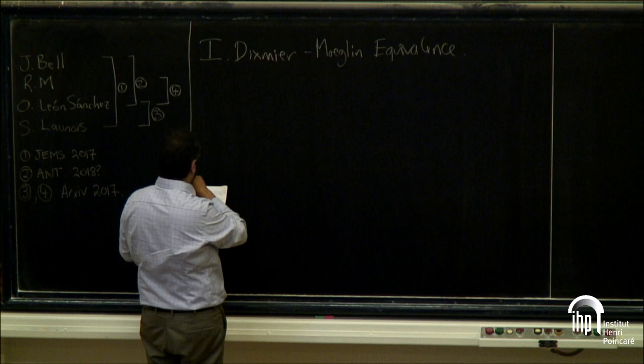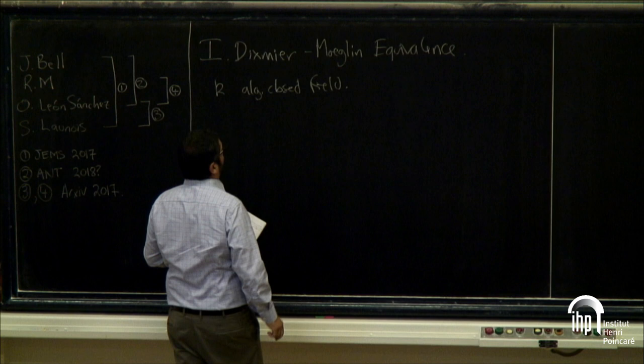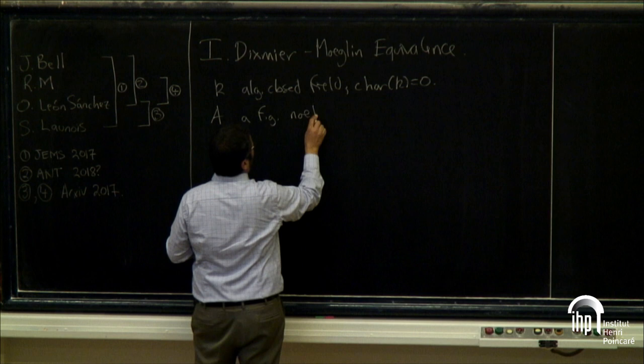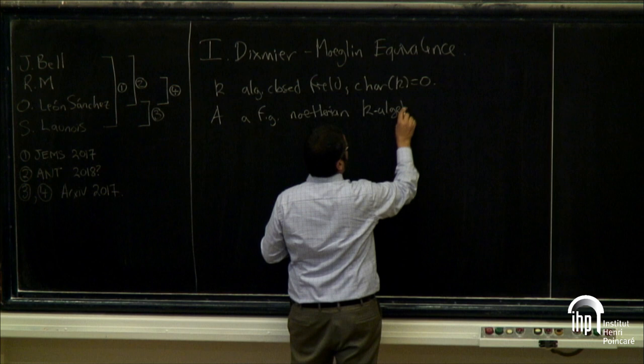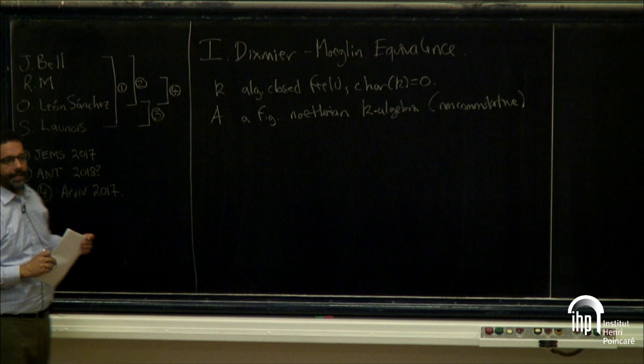So you start with a field, which for convenience I'll assume is algebraically closed, characteristic zero, and you have an algebra over the field. Finitely generated Noetherian K-algebra, so not necessarily commutative. It's a K-algebra, so the field is a regular commutative field, and the field commutes with all the elements in the algebra, it's in the center of the algebra.